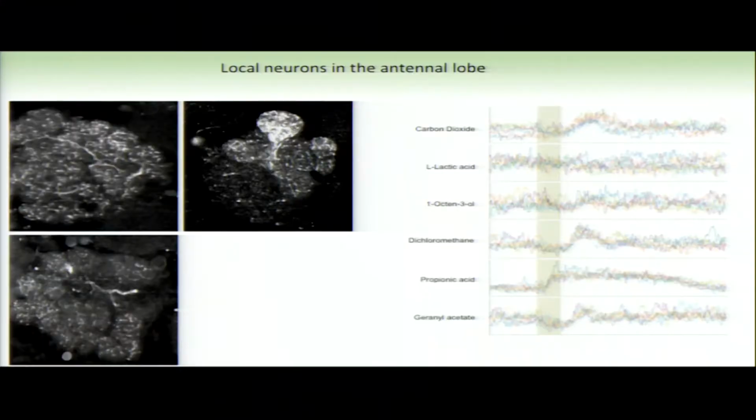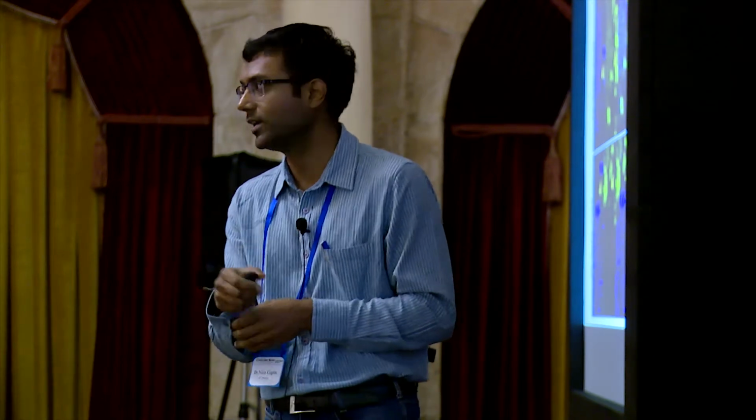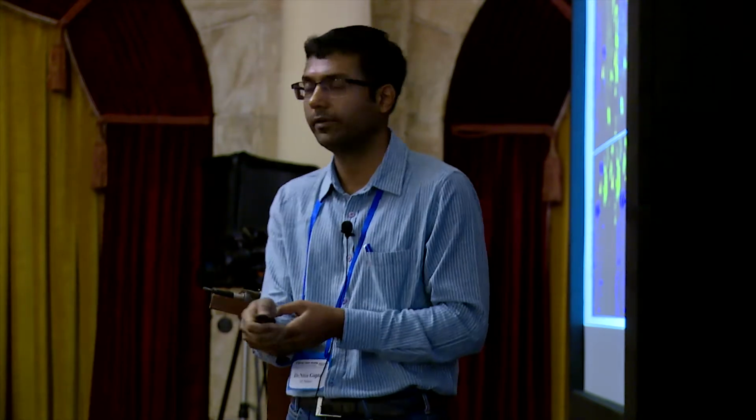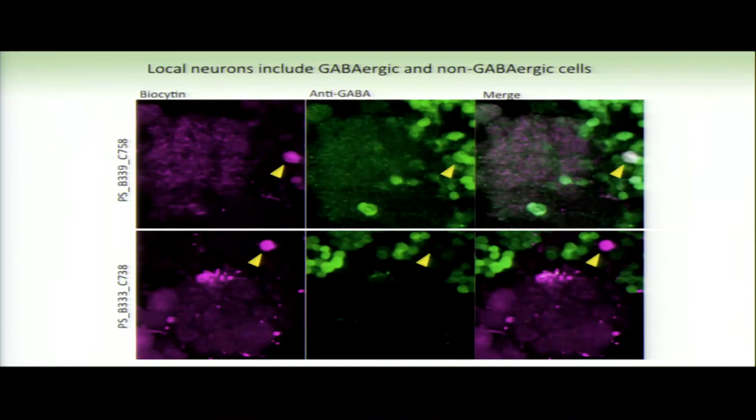So there is already crosstalk within the antennal lobe, and this crosstalk can potentially be mediated by local neurons which are densely innervating throughout the antennal lobe. So they are going to different glomeruli, and they are also widely responding to multiple odors. So they are a potential candidate for the crosstalk. And we are also now looking at what type of neurons these are, excitatory or inhibitory, and we are finding that they are both excitatory and inhibitory. So this is anti-GABA staining. GABA is one of the common inhibitory neurotransmitters. So this neuron is GABAergic and this one is not. So both excitatory and inhibitory neurons seem to be there.